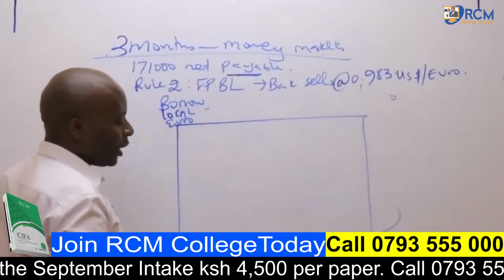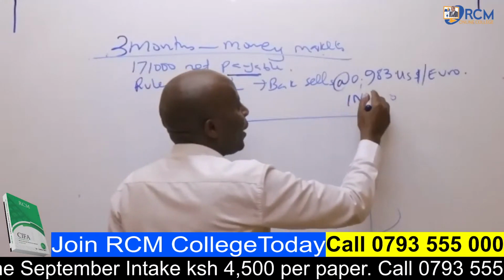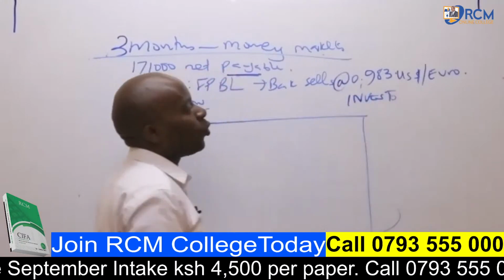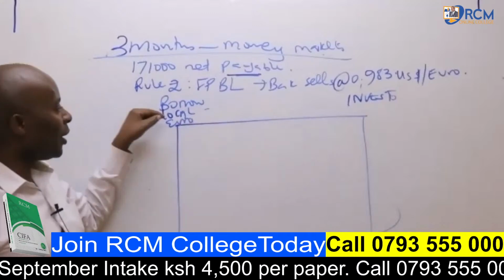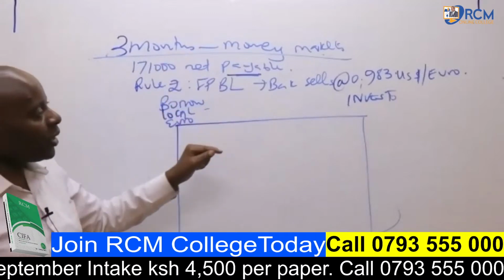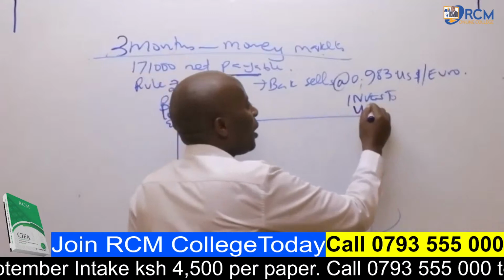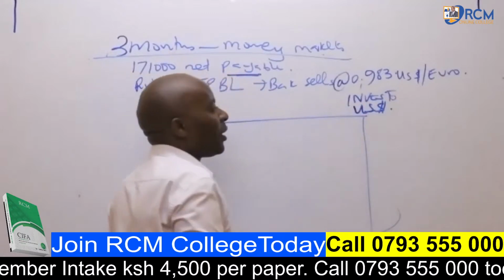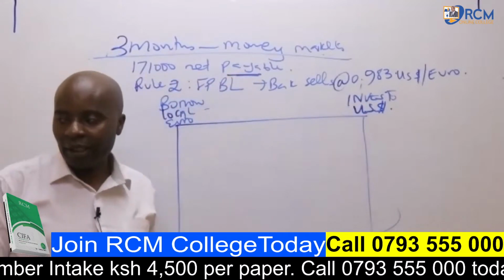Unakuja hapo unasema invest. Now invest the other currency. Remember, there are two of them. If I've taken euro here, then on this other side, we shall be having here US what here? US dollar, like that. Invest US dollar like that.